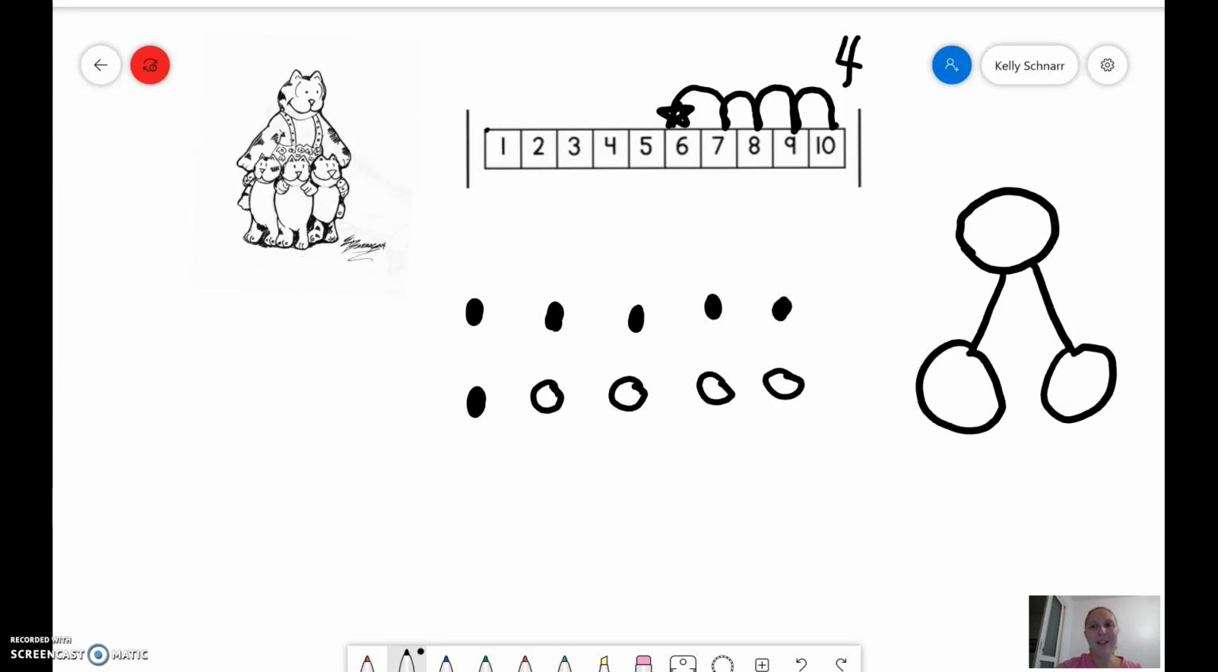Just for fun, let's do our number bond. My whole would be 10, because I know I need 10 mice to feed all 10 kittens. And I have 6. Well, from using my number path and using my 5-group drawing, I know that the pair for 6 to get to 10 is 4. All right, friends.